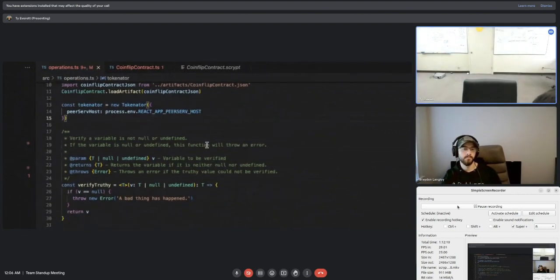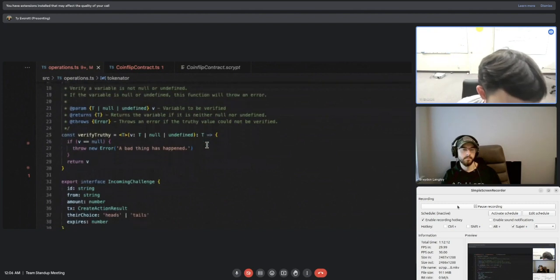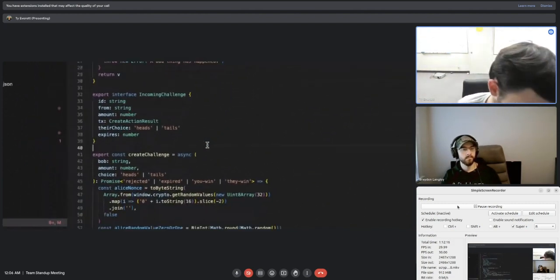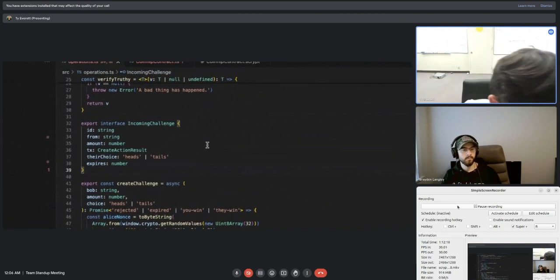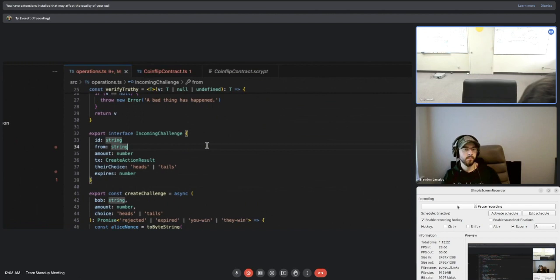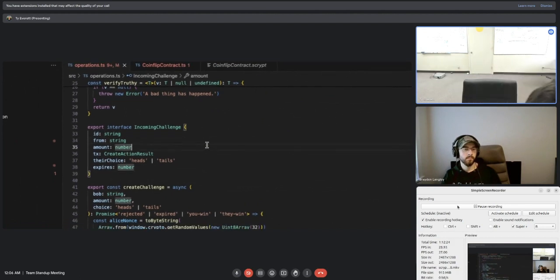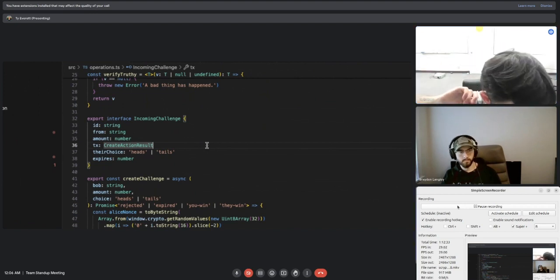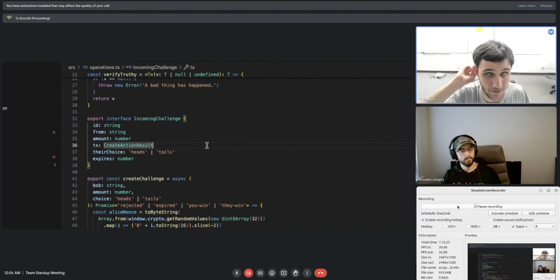And then we've actually got a few functions here. Verify truth, that's a helper. I'll skip that one. We have an incoming challenge interface so that Bob and Alice can actually talk to each other about challenges. It has an ID, which is the challenge ID. It has who the challenge is from, the amount of the challenge, and the transaction of the offer. So I actually look at the offer itself. We'll talk about how to actually read the terms and conditions to see what I'm being offered.